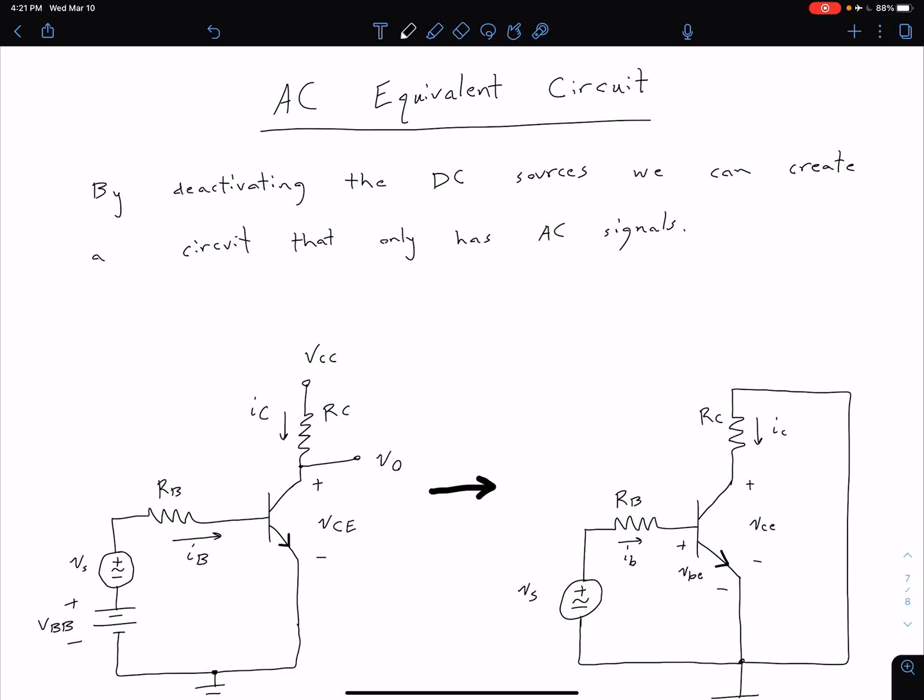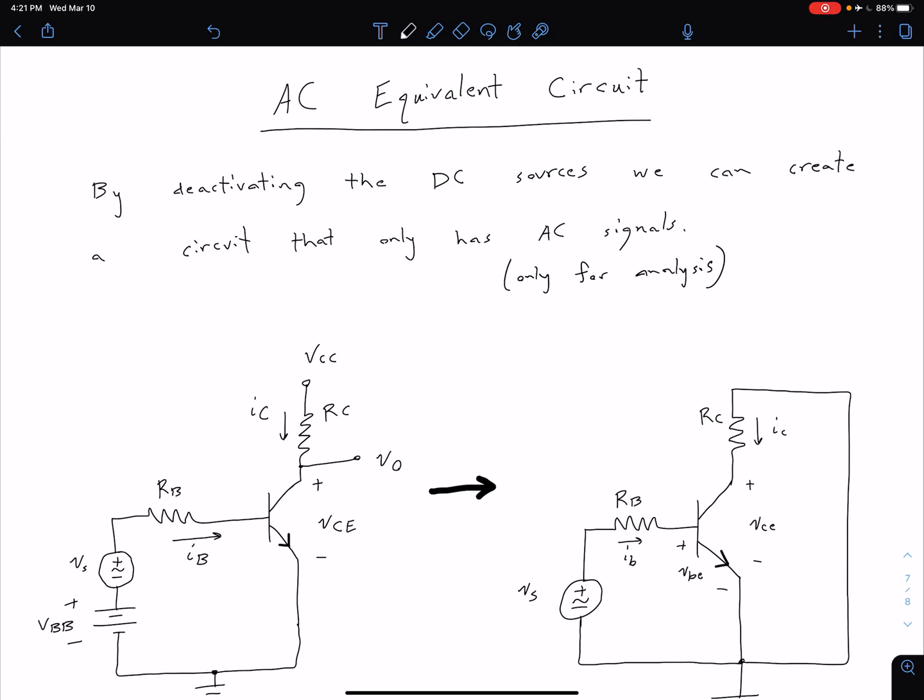In this video, we're going to start to look at how we can create an AC equivalent circuit to do our small signal analysis. What we're going to do is deactivate the DC sources in order to create a circuit that has only AC signals. Let's keep in mind that this is only for doing analysis.